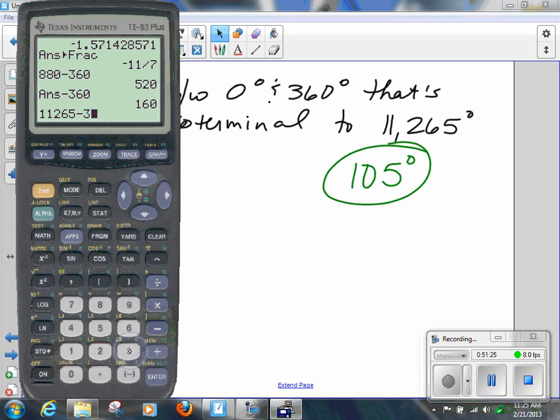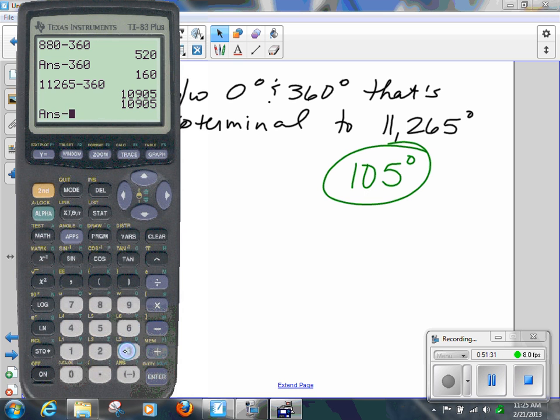11,265 minus 360, right? Okay. All right. Minus 360 again. Oh, look, I went too far. So my answer is negative 255, right? No. Why not? Because my answer has to fall between 0 and 360. Do you want to see that again? It does work. You just watched me do it, but you had to prove it to yourself. She's right. It works.